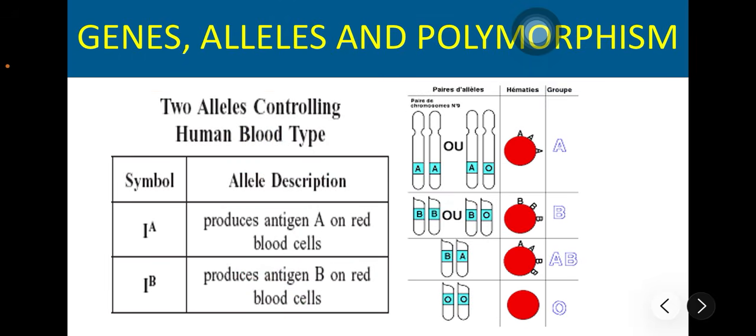Now let's proceed to genes, alleles, and polymorphism. So in the study of immunohematology, understanding the relationship between genes, alleles, and polymorphism is essential for performing accurate serologic testing and ensuring patient safety. The gene is the blueprint for the antigens we detect on the red cell membranes. The gene is like an instruction manual.